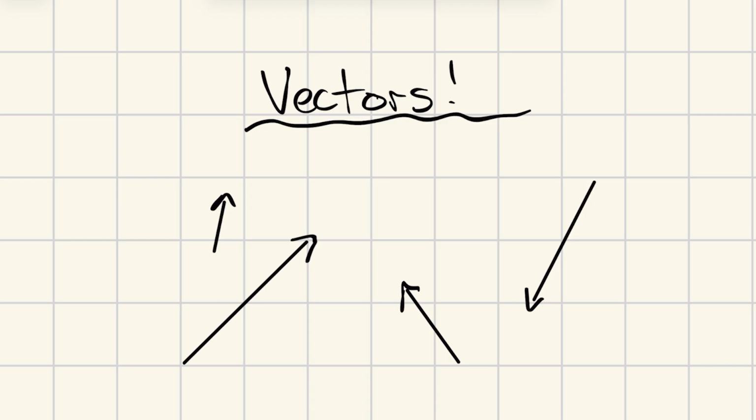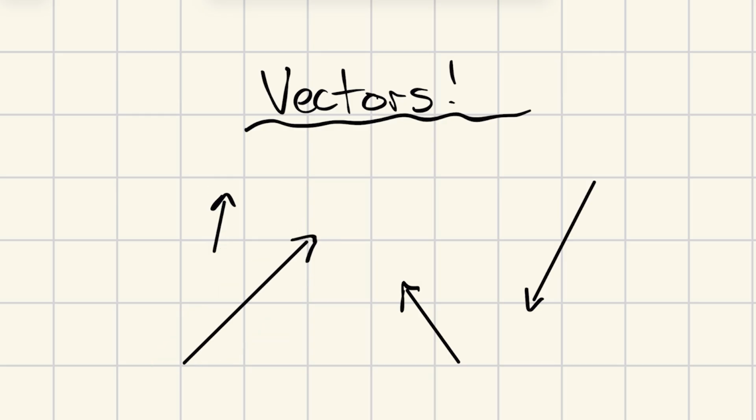A vector is something with magnitude and direction. So you can see I have these arrows drawn here where they all have some form of length plus a direction indicated by the arrowhead. Now you can tell that in terms of magnitude, this vector right here is bigger than this vector right here.